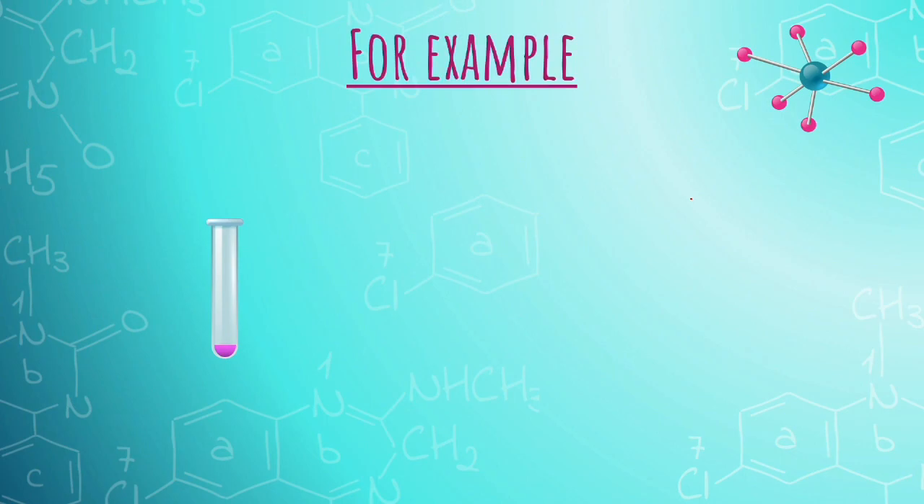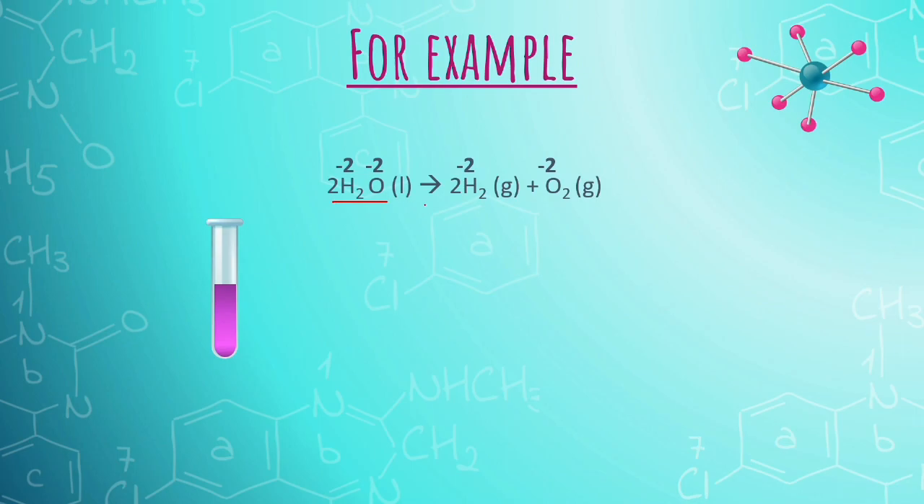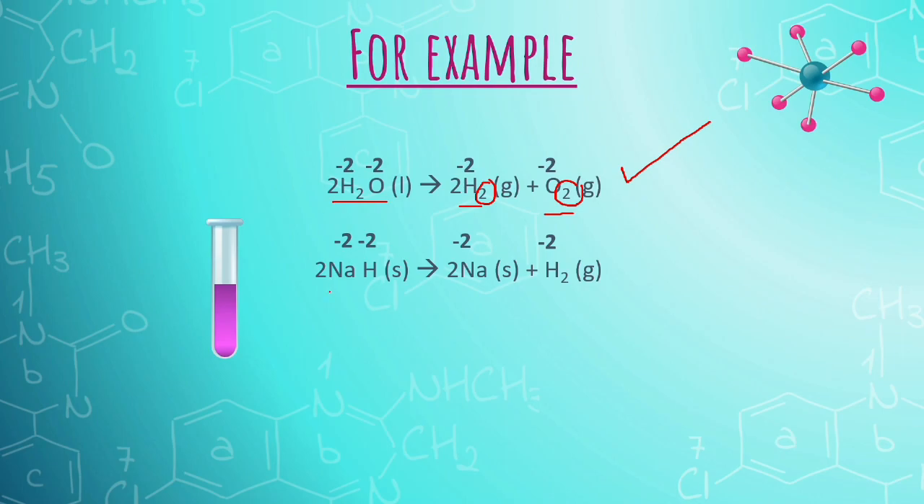For example, water decomposes into its components hydrogen and oxygen. So this is a decomposition redox reaction because the products oxygen and hydrogen both are in their elementary states. In the second reaction, sodium hydride decomposes into sodium and hydrogen. This is also an example of a decomposition redox reaction because hydrogen and sodium, both elements, are in their elementary states.